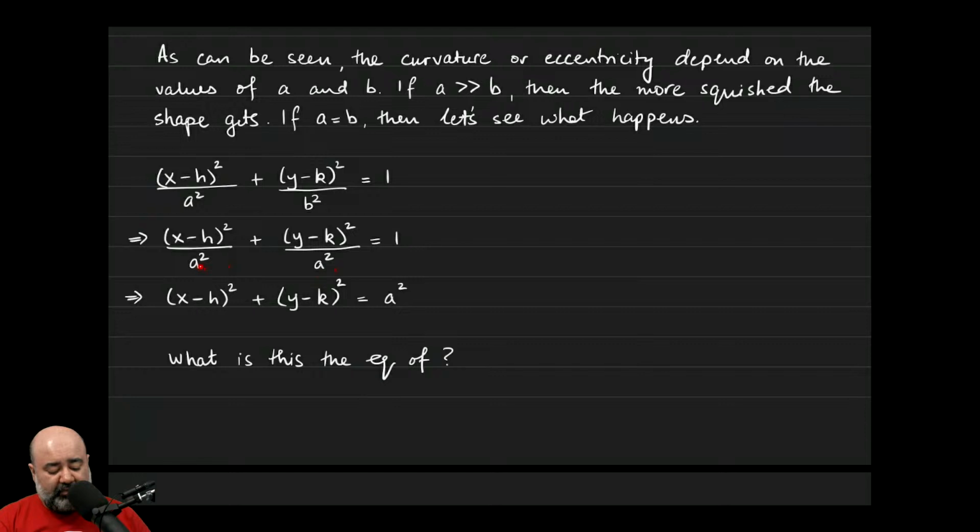Now, what happens if we multiply all 3 terms of this equation by A squared? Well, this A squared goes away. This A squared goes away. 1 times A squared will just give us A squared.